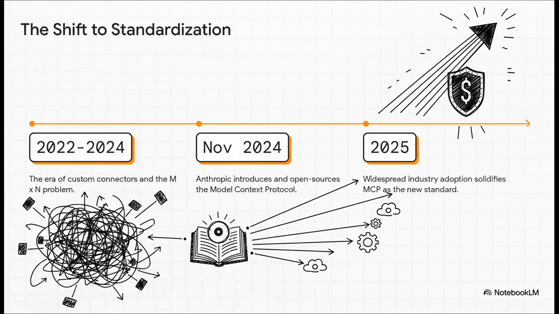And what's wild is how fast this all happened. I mean, after years of everyone struggling with custom connectors, Anthropic introduced an open-source MCP in late 2024. And by 2025, it was already well on its way to becoming the undisputed industry standard. The shift was incredibly rapid.